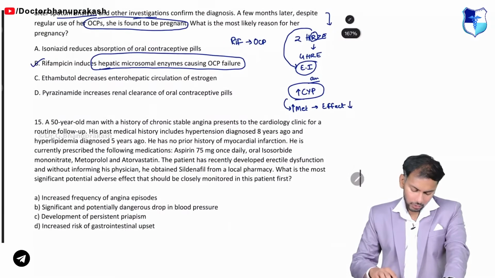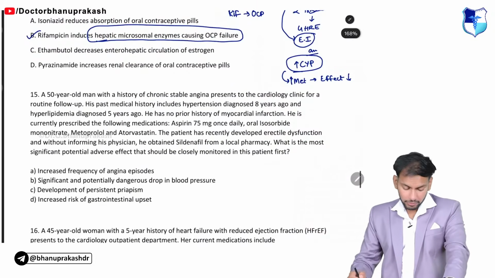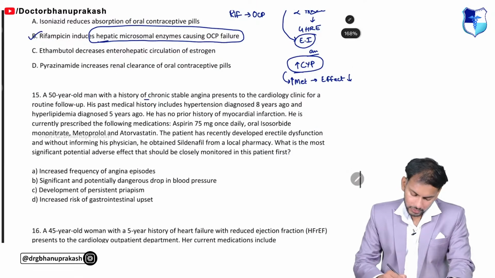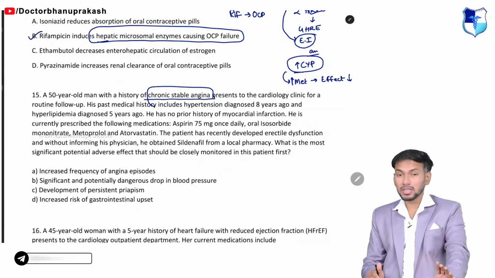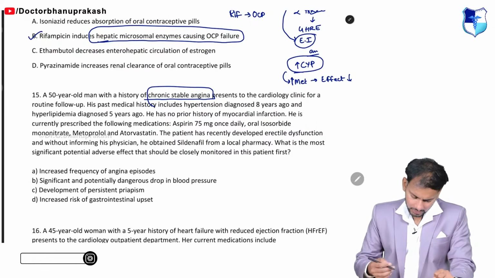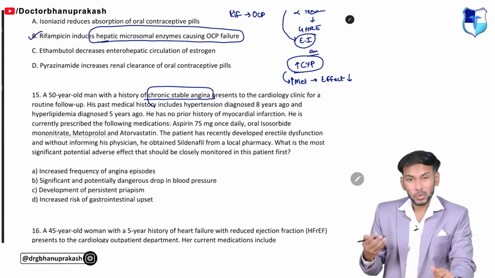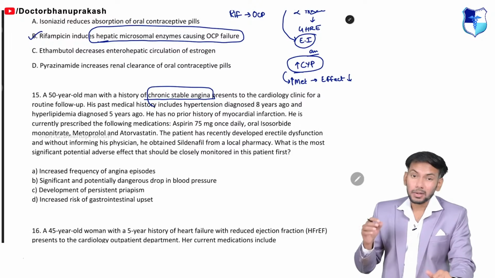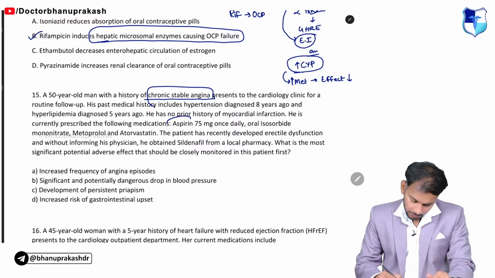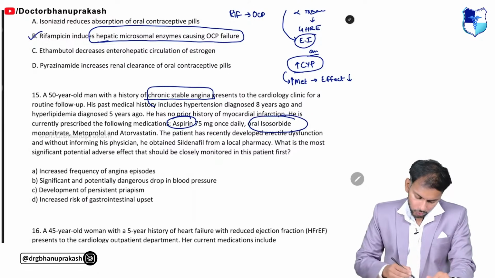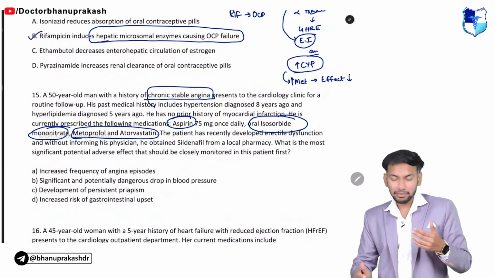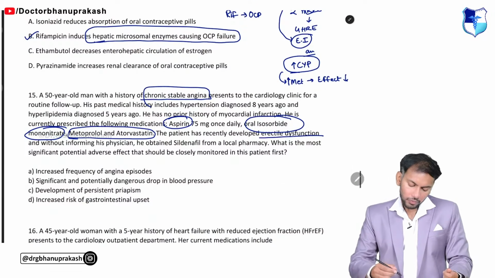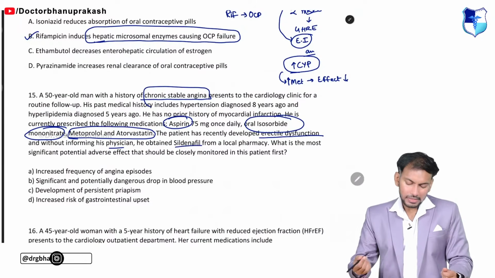Now, coming to the 15th question. A 15-year-old man with a history of chronic stable angina. He presents to the cardiology clinic for a routine follow-up. His past medical history includes hypertension and hyperlipidemia. He has no history of myocardial infarction. He is on medications like aspirin, oral isosorbide mononitrate, that means nitrates, metoprolol, and atorvastatin. The patient has recently developed erectile dysfunction. So, without informing his physician, he has obtained sildenafil.